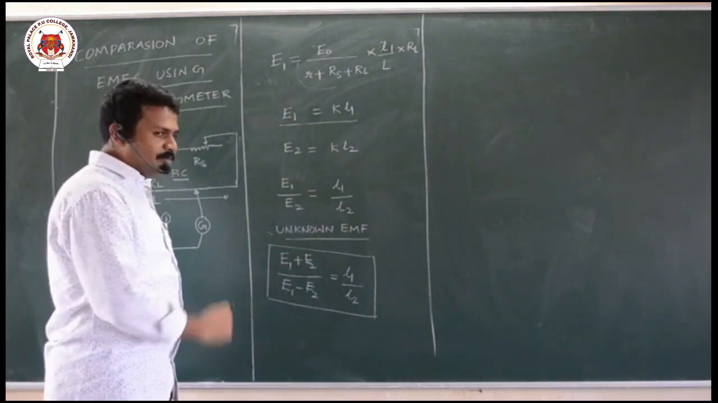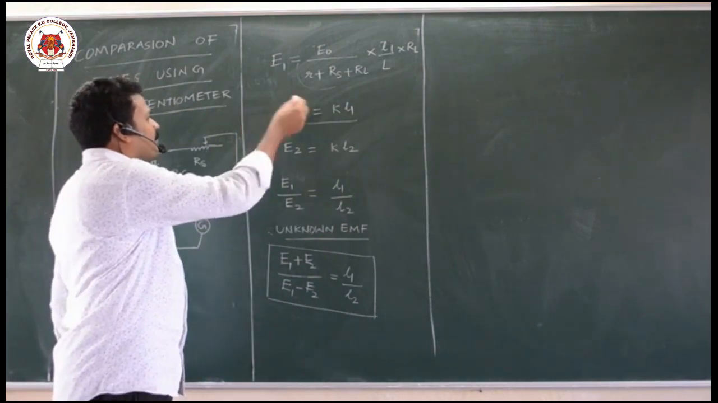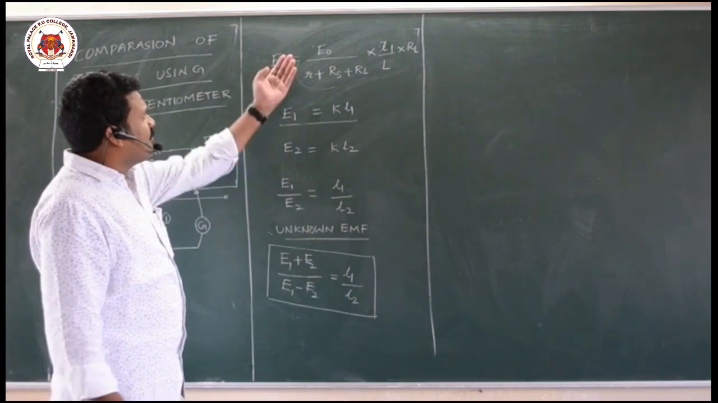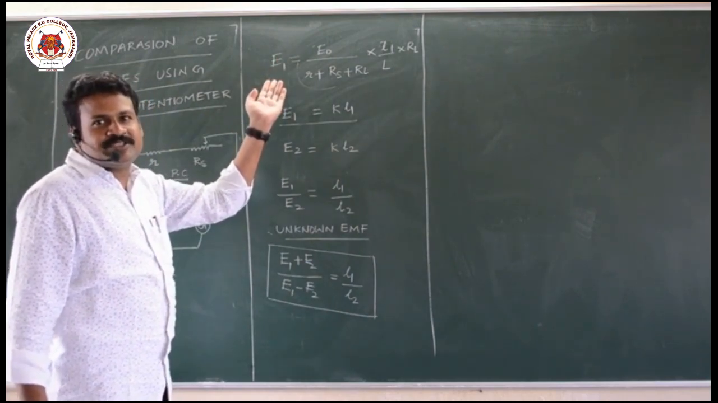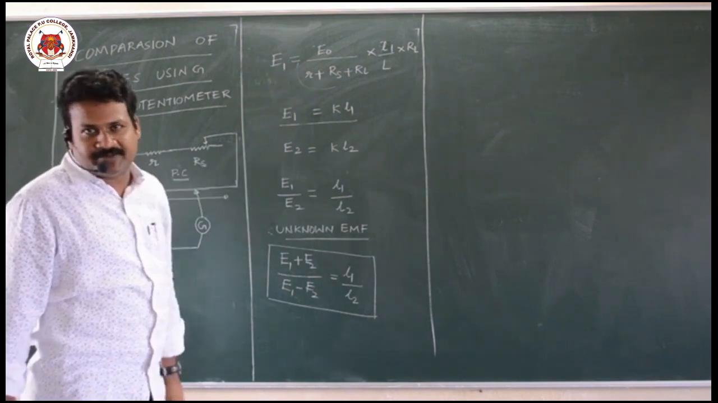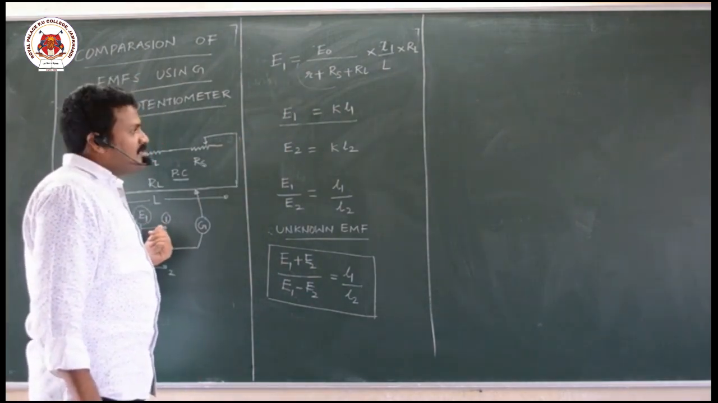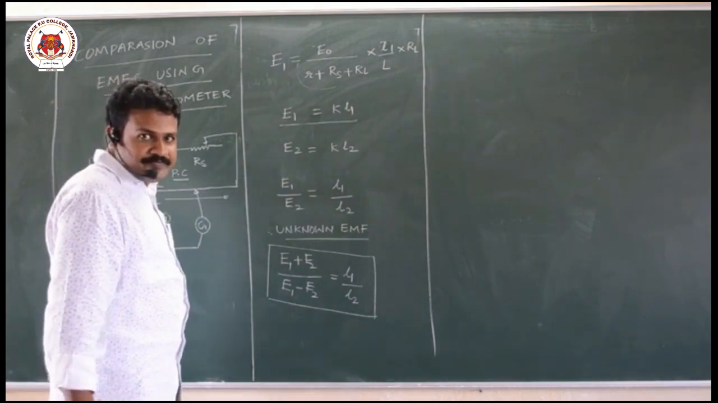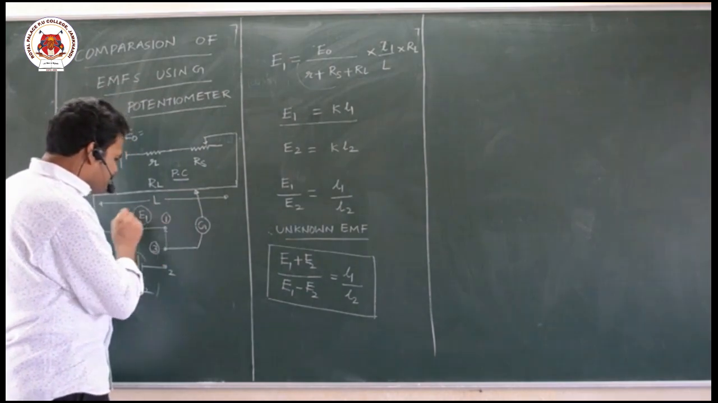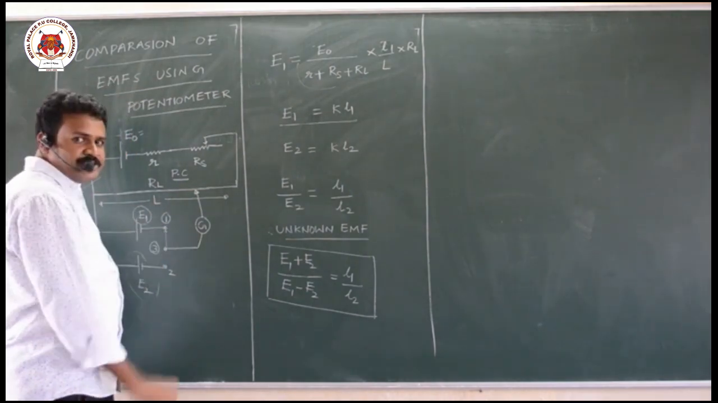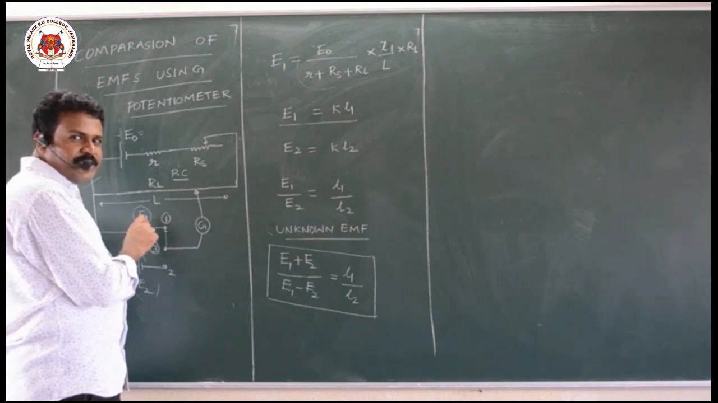So this is one of the applications of the potentiometer. By using a potentiometer we can compare cells. It is very simple. The EMF of the cell in the secondary circuit is directly proportional to the balancing length. So first time I will connect one cell, second time another cell, and find the balancing length. Instead of making the circuit like this, you can use the original circuit. First you have to do the experiment with only E1.